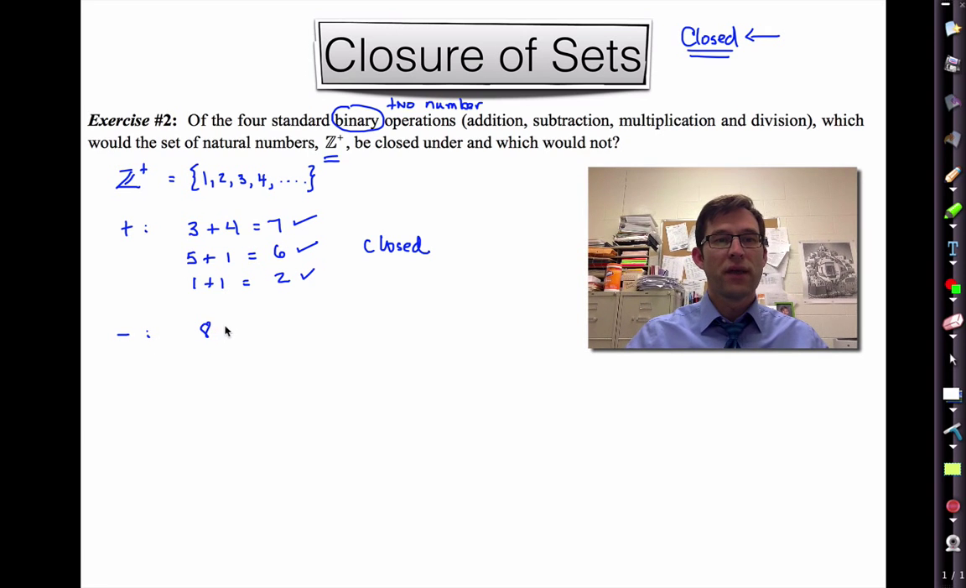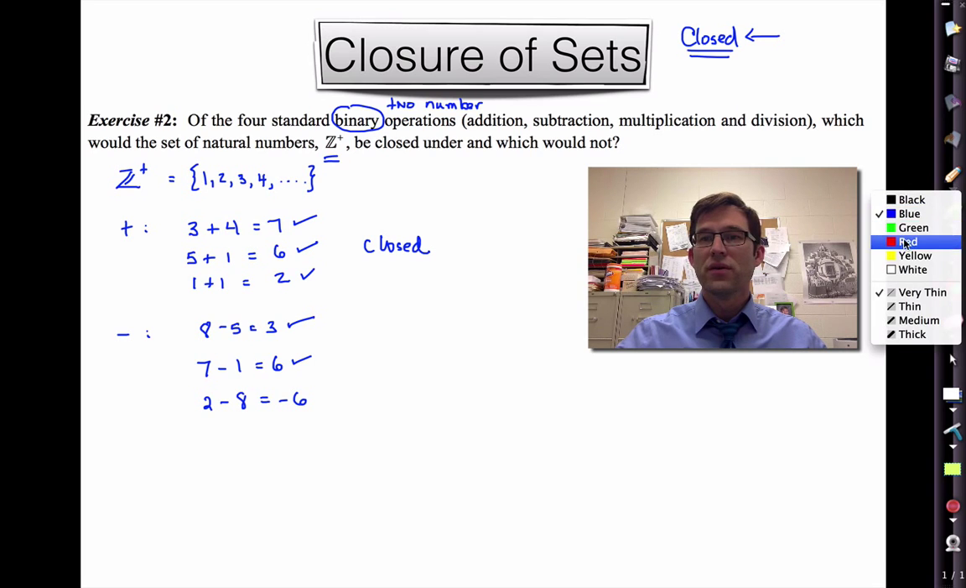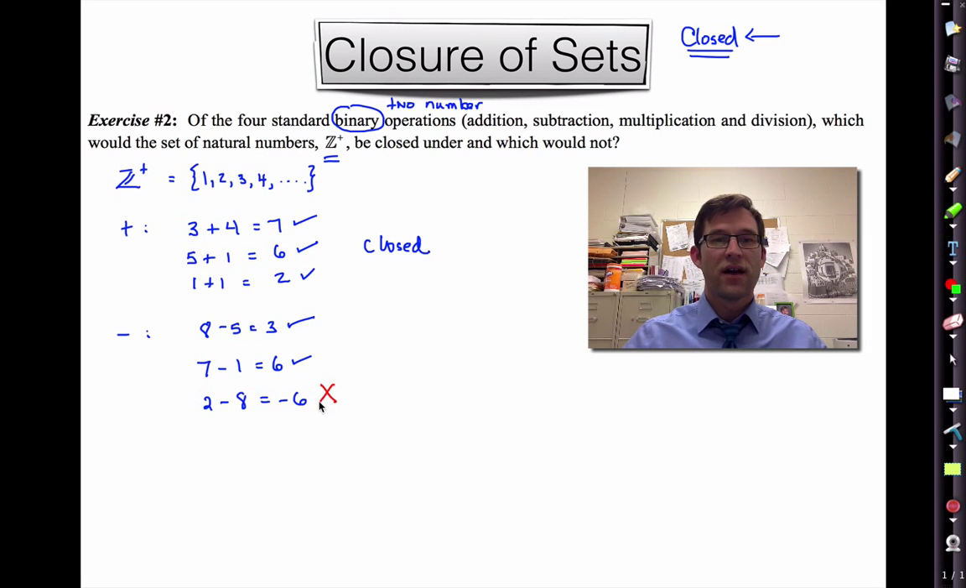If I do 8 minus 5, that's 3, and that's in there. If I do 7 minus 1, that's 6, that's in there. And if I do 2 minus 8, that's negative 6. Oh, no, that is not in there. It only takes one, so it's not closed.